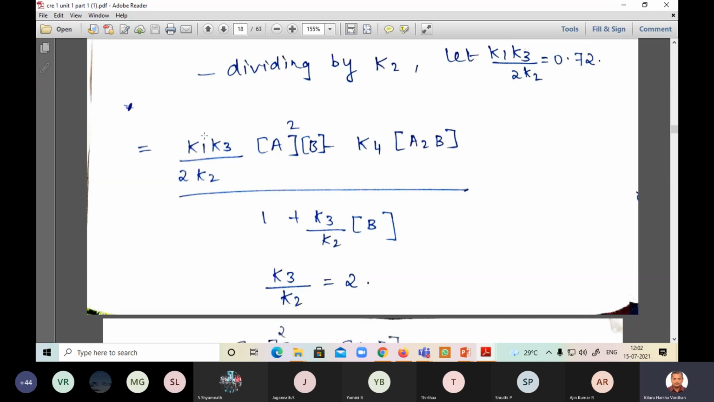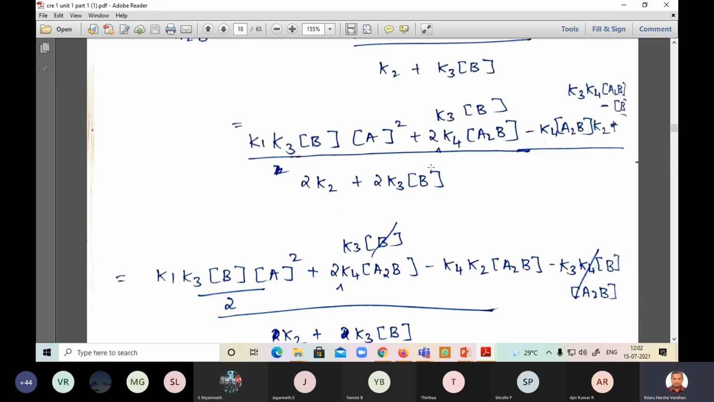Here, if you make it as 0.72 and K3, K4 you make as 2, then this is what he is giving you: 0.72 A square B divided by 1 plus 2B. That is what he gave you. But this extra term is there. What is this extra term? K4 A to B. What is K4 A to B?